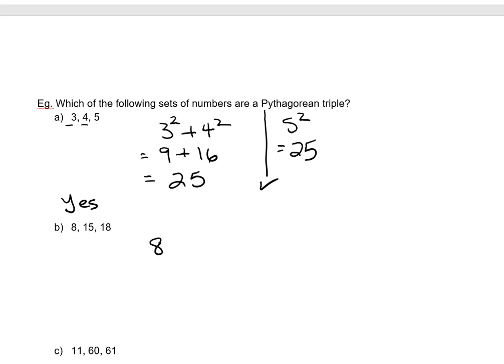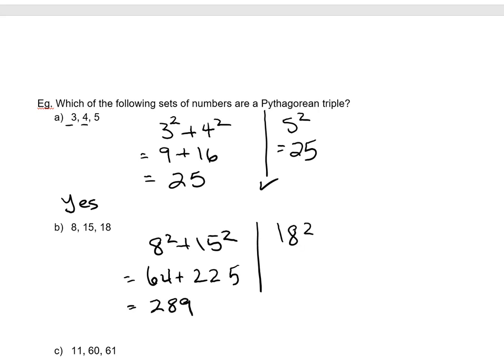Okay, 8 squared plus 15 squared is 64 plus 225, 289. 18 squared is equal to, not 289, but let's see what it is, 324. Not a Pythagorean triple.